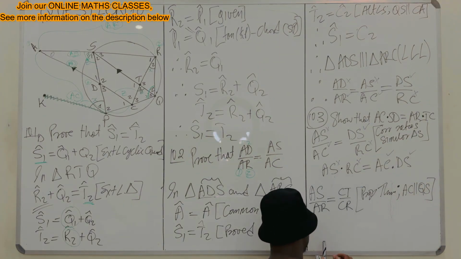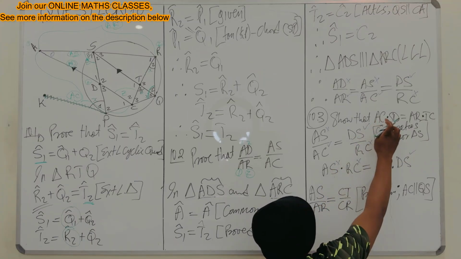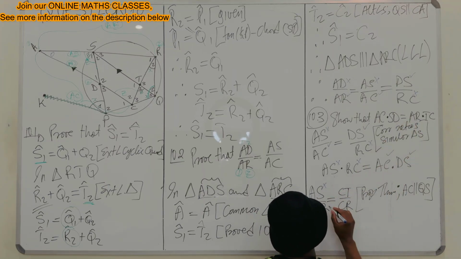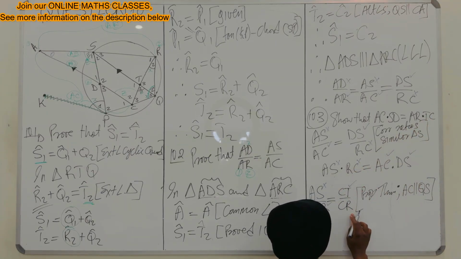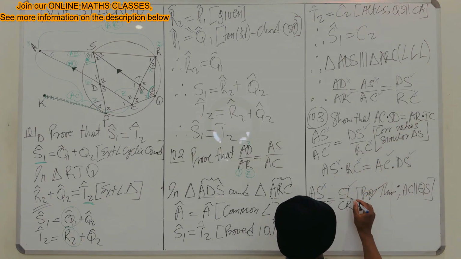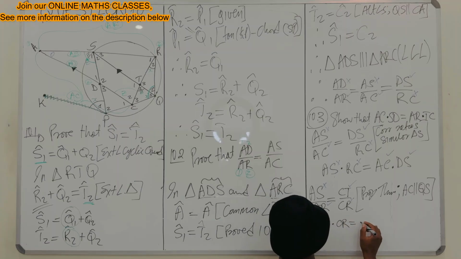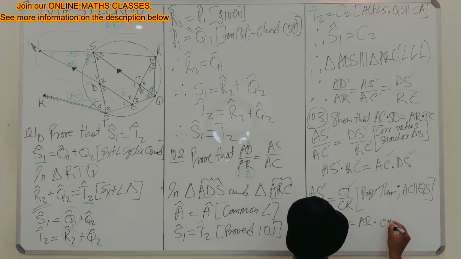So if you look at this, AS, we don't want AS because we don't have AS there. AS, we don't like it very much. AR, yes, we do have AR, we like AR. CT, yes, we do have CT. CR, no, we don't have CR. There's no CR there, so we want to get rid of it. So let's cross multiply this. If you cross multiply this, you get that your AS times CR is equal to your AR times CT.